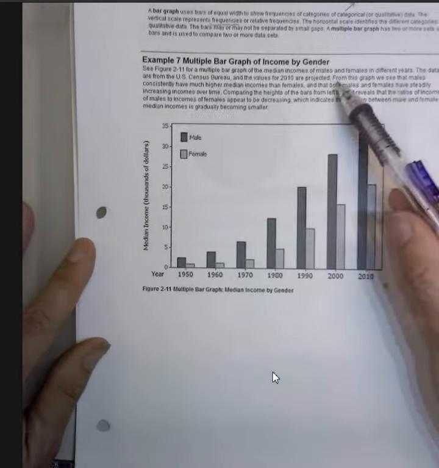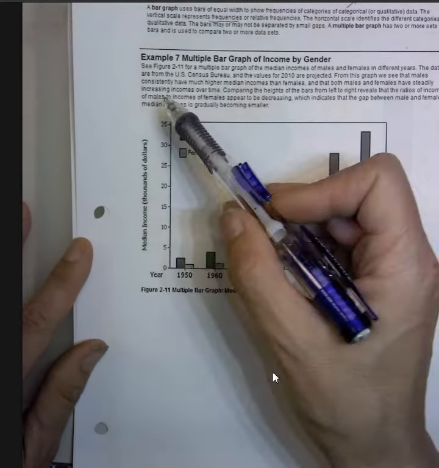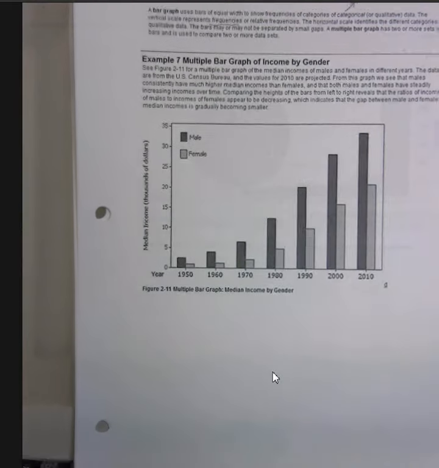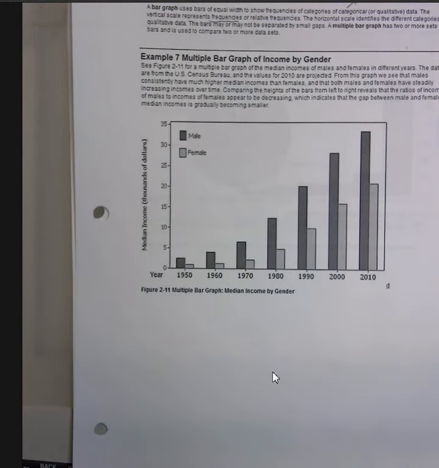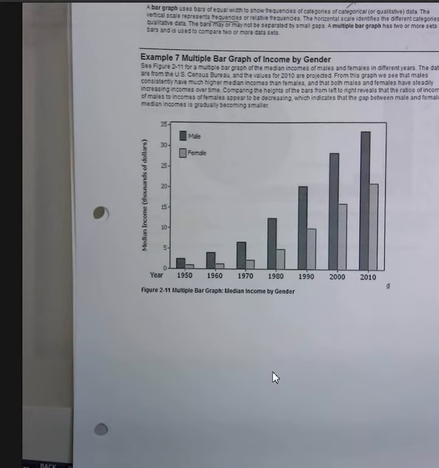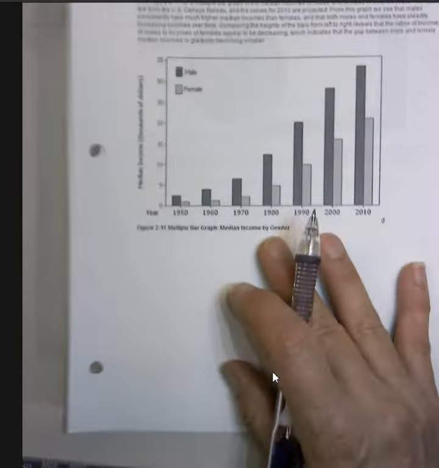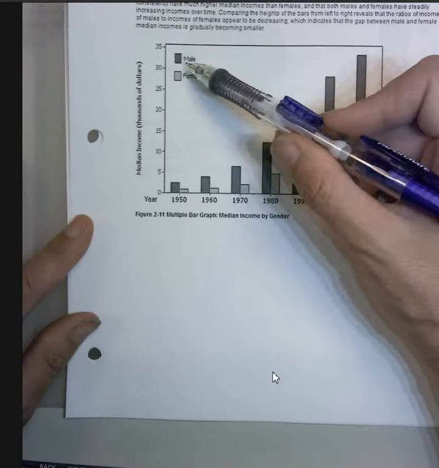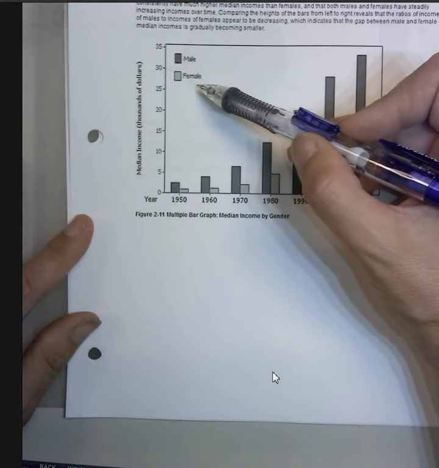From this graph, we see that males consistently have much higher median incomes than females, and that both males and females have steadily increasing incomes over time. Comparing the heights of the bars from left to right reveals that the ratios of incomes of males to females appear to be decreasing. When they say the ratios appear to be decreasing, it's like when you look at the first one, so they're saying the males are the darker bars and the females are the lighter bars.